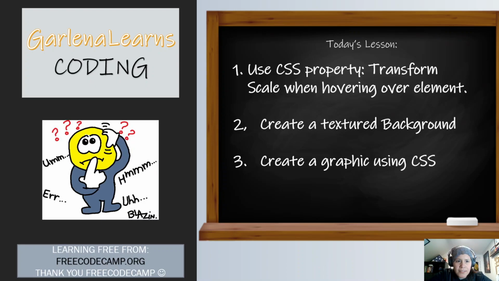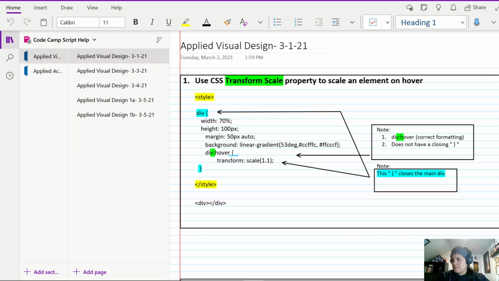The things that I wanted to do today are talk about using the CSS property to transform scale items and elements when you hover over them with the mouse. The second thing is creating a textured background, and the last one would be to create a graphic using CSS. So let me get started on the first one.